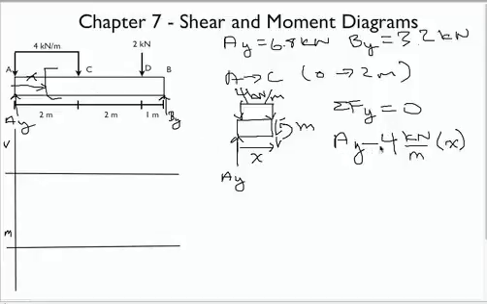So AY minus the distributed load minus the shear equals 0. And so that tells us V, the shear, is equal to 4 kilonewtons per meter times X, and then that is negative, right? Oh, well, actually, yeah, that's negative. And then plus AY.